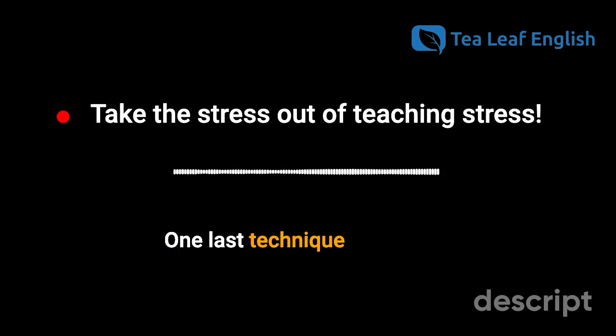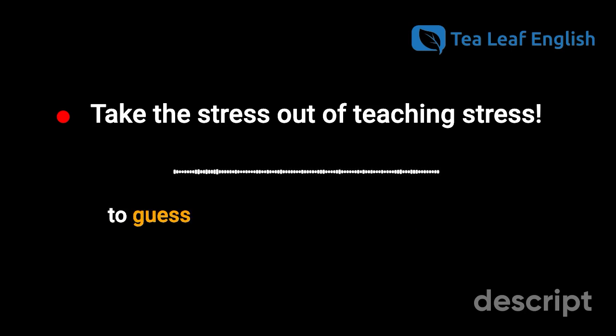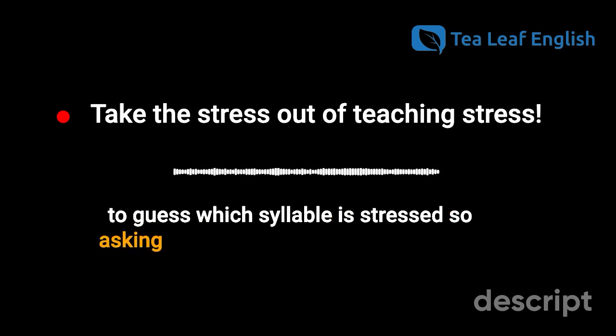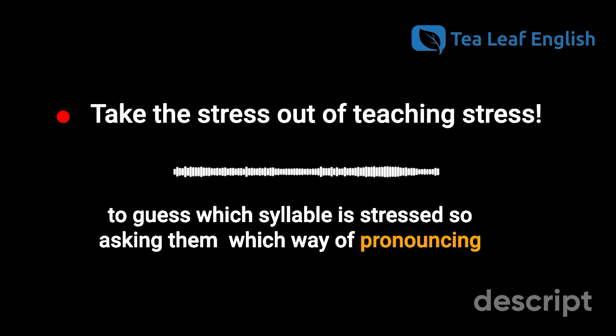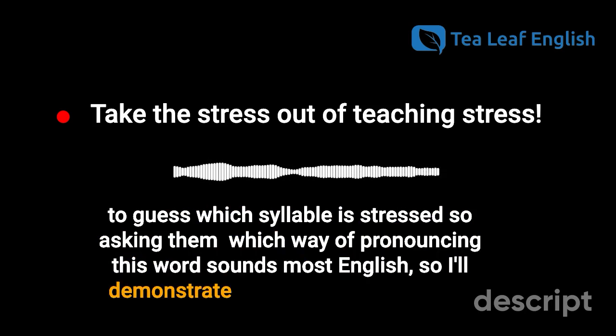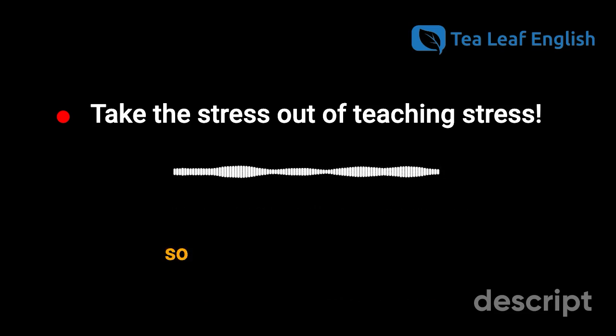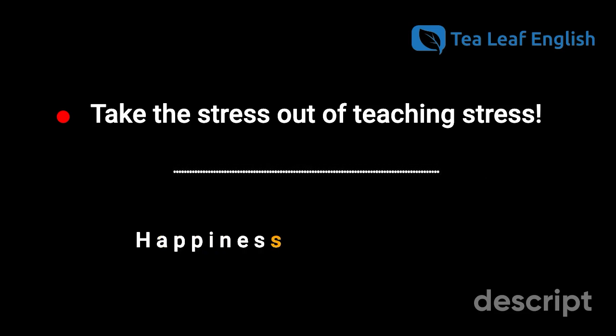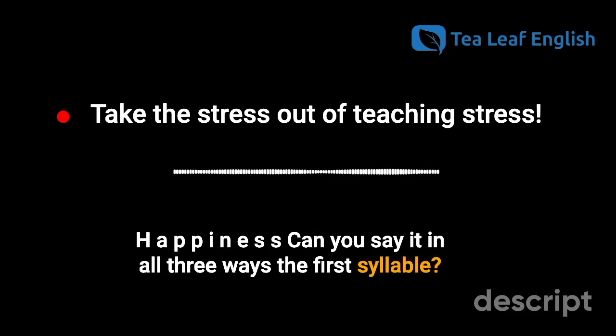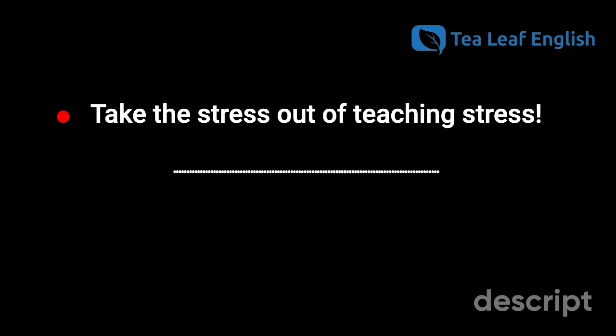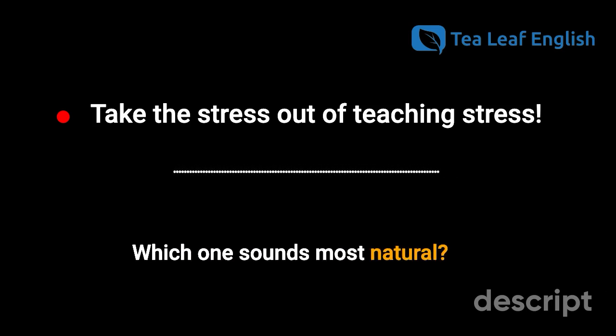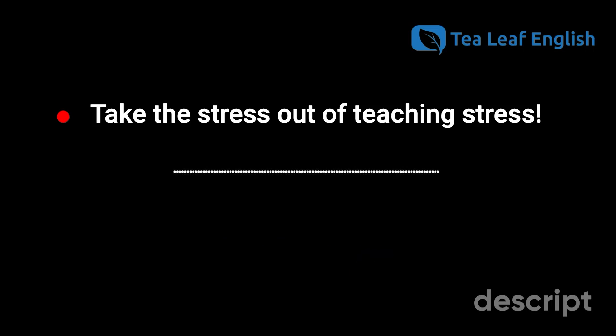One last technique we will mention is asking your students to guess which syllable is stressed. So asking them which way of pronouncing this word sounds most English. So I'll demonstrate that now with Do, okay? So, can you say this word? Happiness. Can you say it in all 3 ways? The first syllable. Happiness. The second syllable. Happiness. Third syllable. Happiness. Which one sounds most natural? Well, it's the first one. Don't say the second one, that sounds like another word that we're not going to talk about.